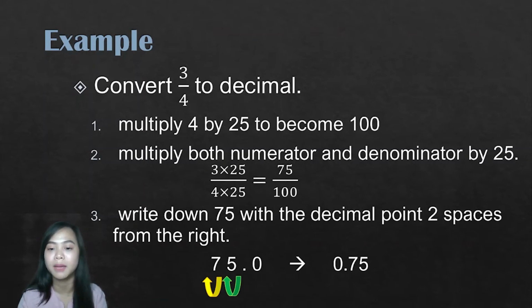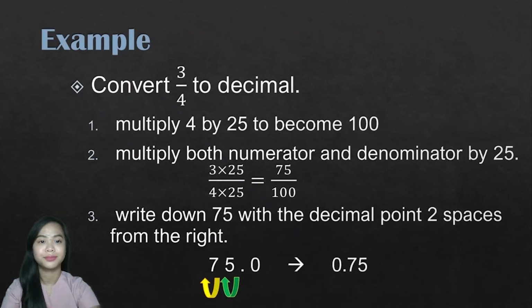So we have a decimal form, which is 0.75. Or simply, we just divide 75 over 100, that is 0.75. So the equivalent of the given fraction 3/4 is equal to 0.75.